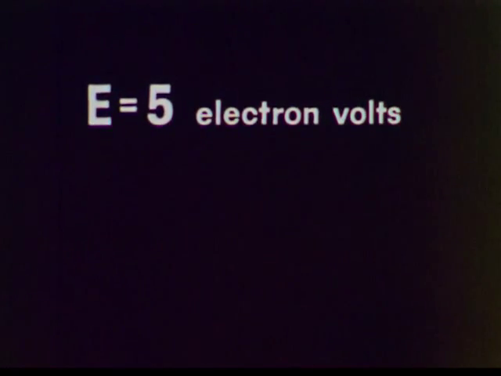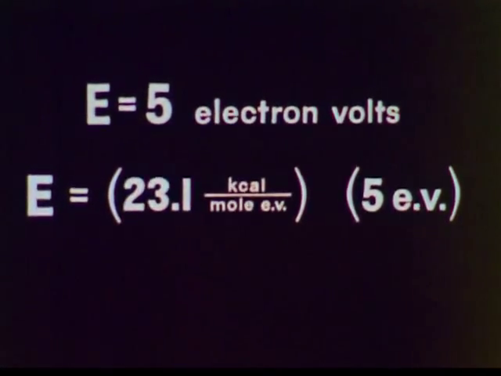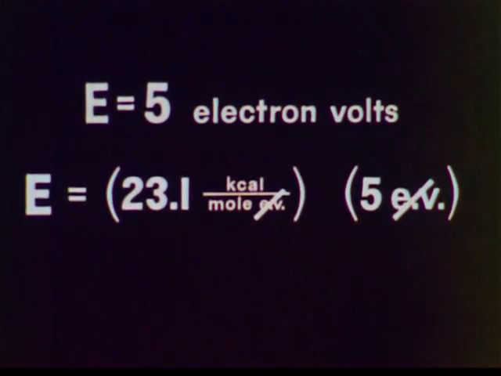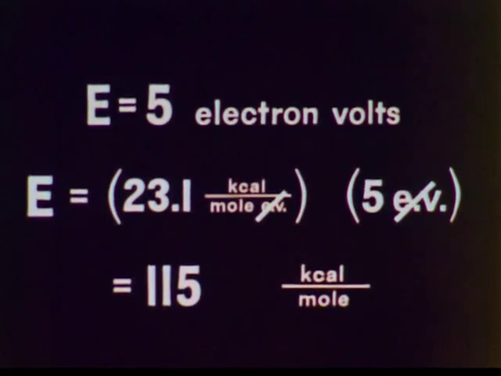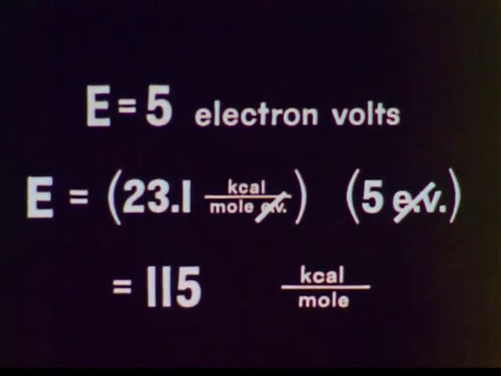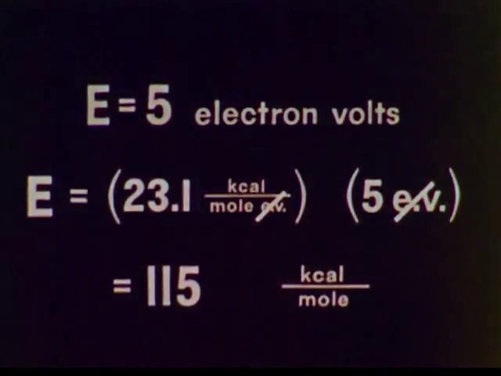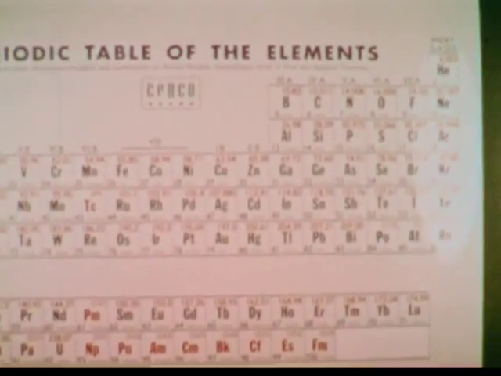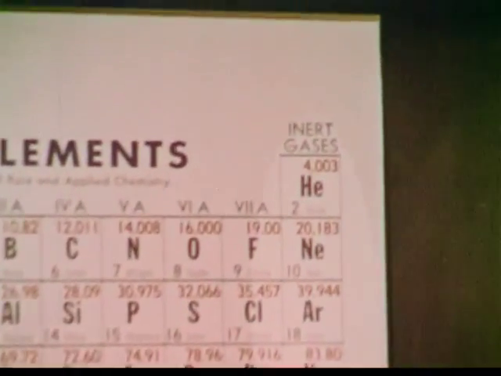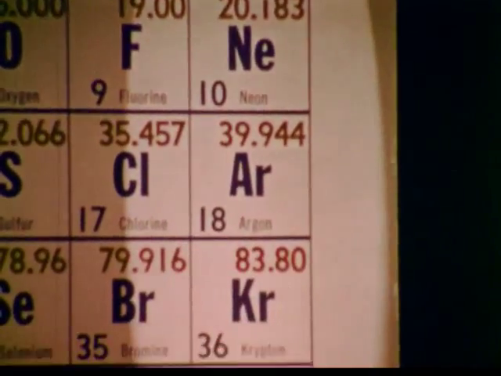We can change the units to kilocalories by multiplying by the factor 23.1. Thus we obtain about 115 kilocalories per mole with an uncertainty of about plus or minus 10. This is good agreement with the value determined by the photoionization method, 118. Now let's use this electron bombardment method to measure the ionization energies of some inert gases.